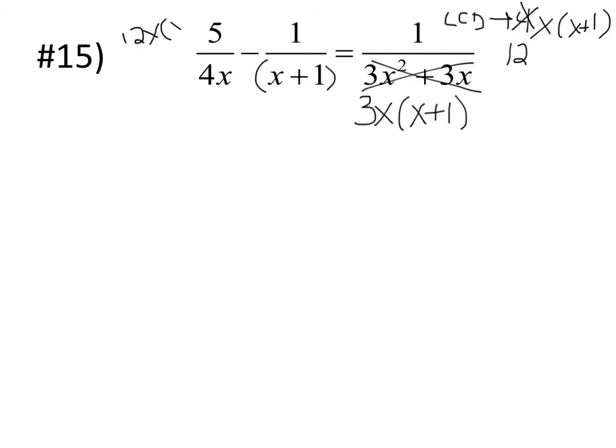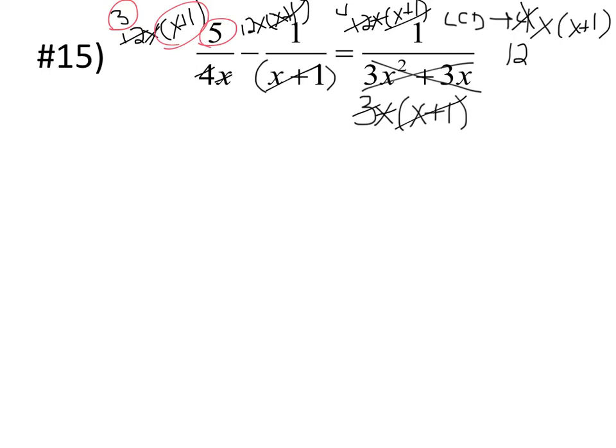So I'm going to multiply that times every piece. Let's see what cancels. Here, the x's cancel. The 12 over 4 becomes 3. Here my x plus 1's cancel. Here the x's cancel and the x plus 1's cancel. And 12 over 3 becomes 4. So let's see what I've got left. I've got 3, x plus 1 and 5, minus 12x and 1 equals 4 times 1.